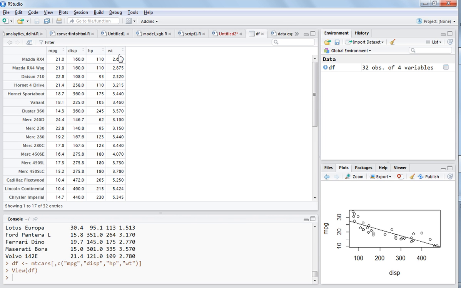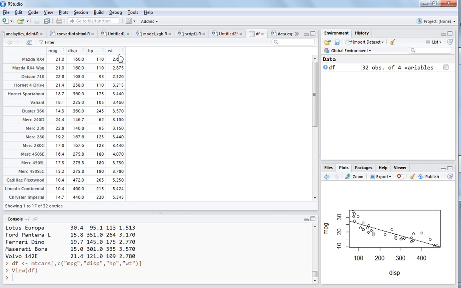So it is the response variable, or the dependent variable. Independent variables are displacement, HP, and weight. These are also called predictive variables. So now what we are going to do is predict the MPG on the basis of displacement, HP, and weight. This is a regression problem.